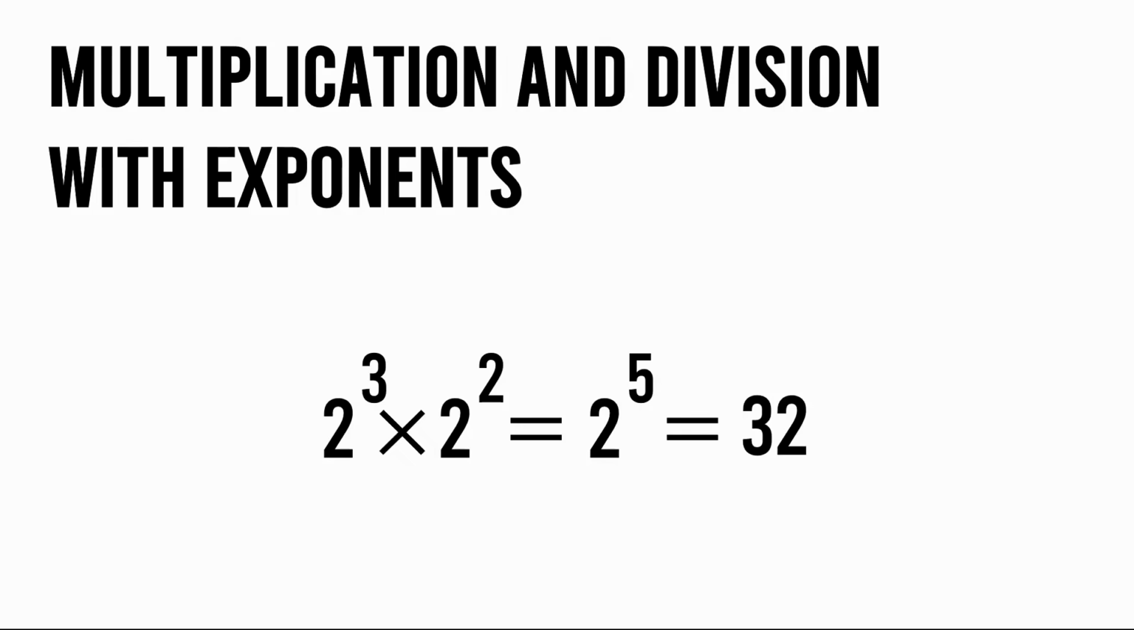So 2 to the 3rd power times 2 to the 2nd power gives us 2 to the 5th power by adding the exponents 3 and 2. 2 to the 5th power equals 32. 2 times 2, 5 times, gets us 32.